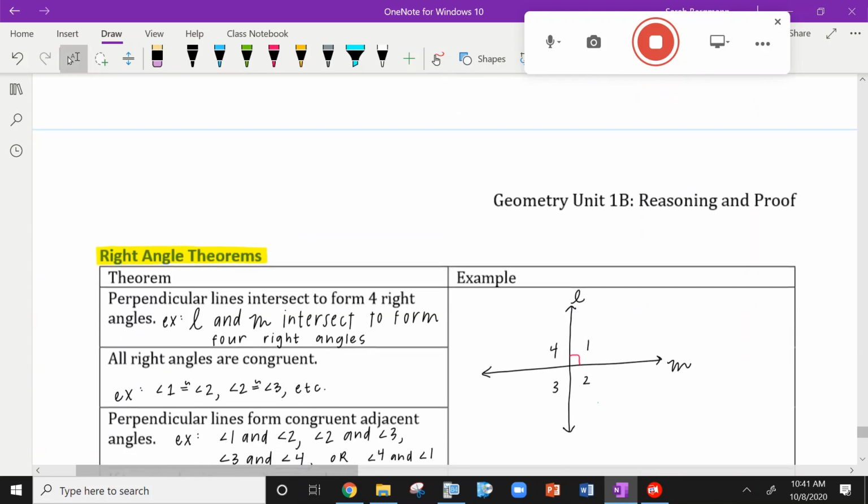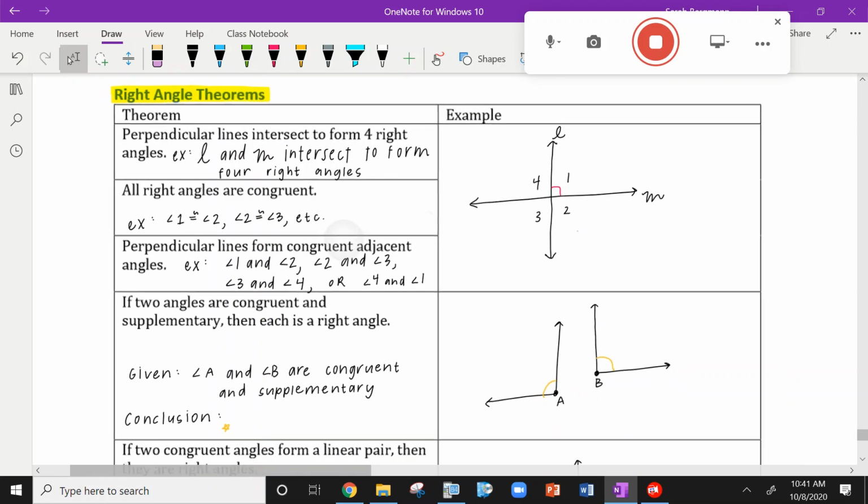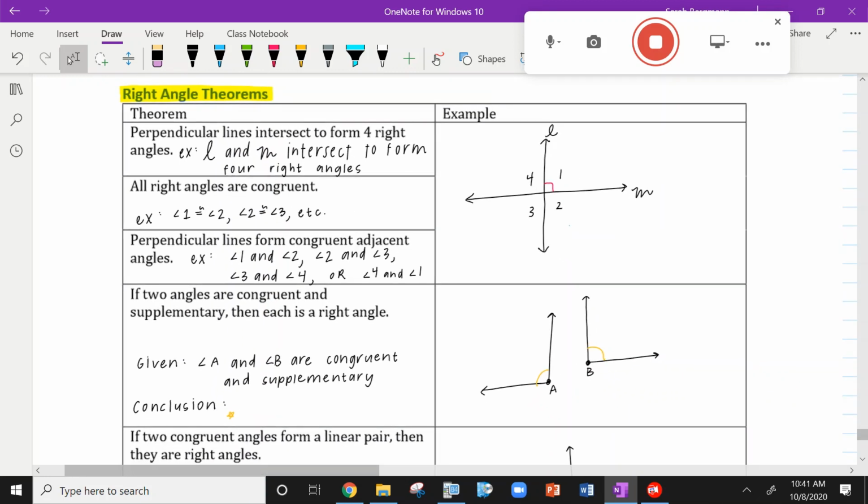Finally, I want to go over some right angle theorems with you. The first one says perpendicular lines intersect to form 4 right angles. So for example, these lines here, L and M, intersect to form angles 1, 2, 3, and 4. Those are all 4 right angles. Next, all right angles are congruent, so any pair of right angles must be congruent.